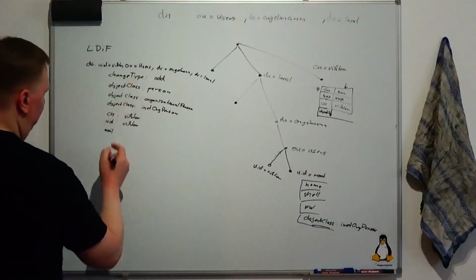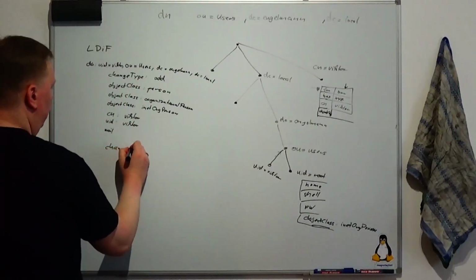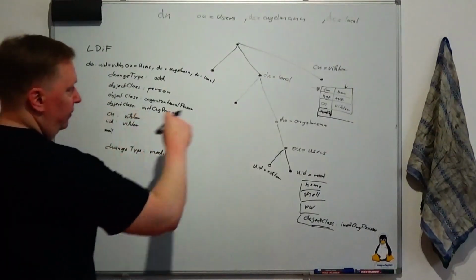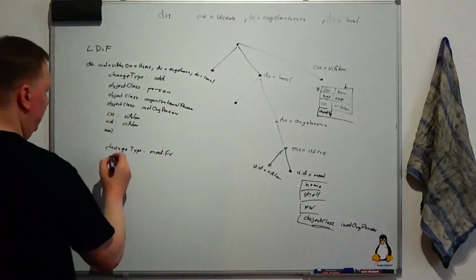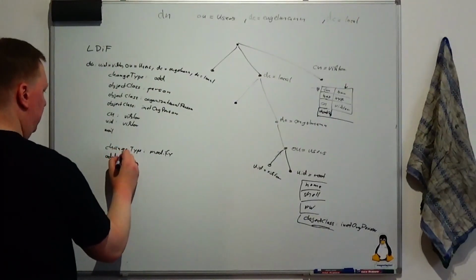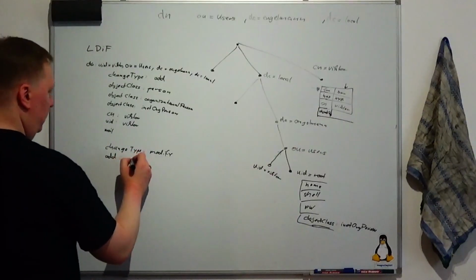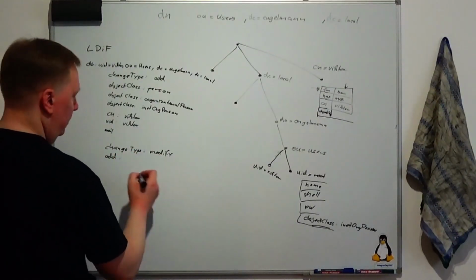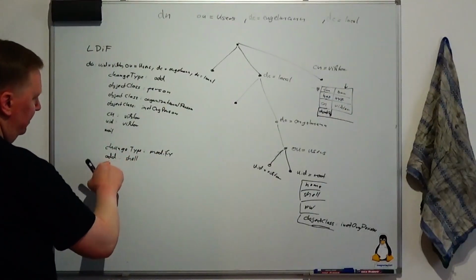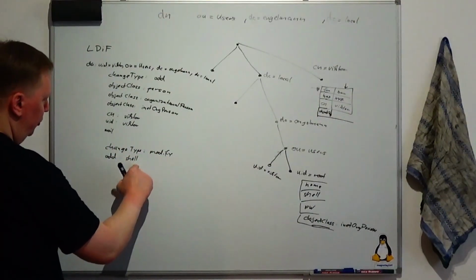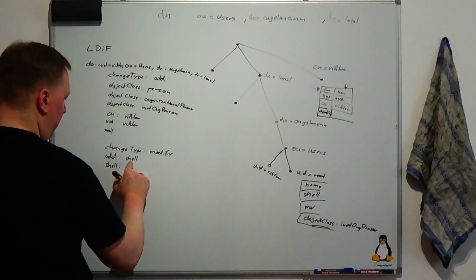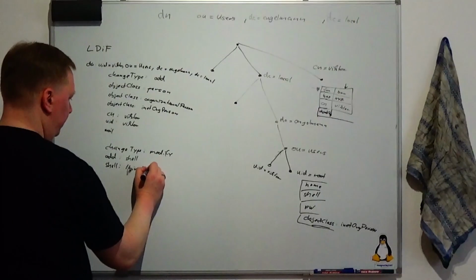For example, a different thing you might want to do is have a change type modify. So we are talking about an object that already exists, and we modify it by adding a value, like, I don't know, let's say shell. So change type modify, add, I want to add something, a value named shell, and then I can put the value here, like in bash, for example.